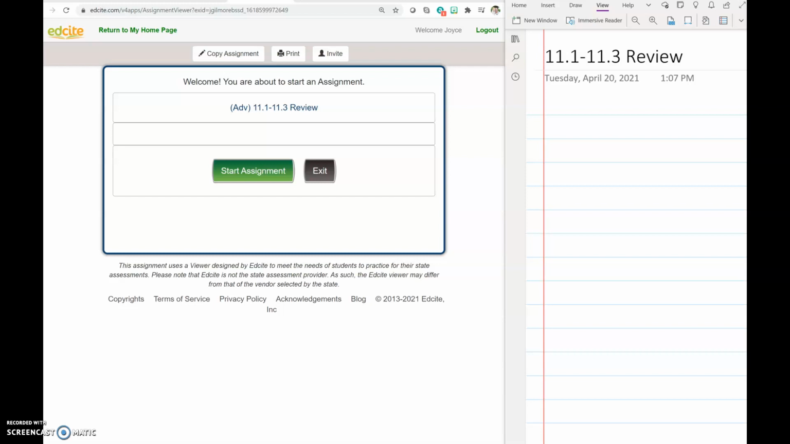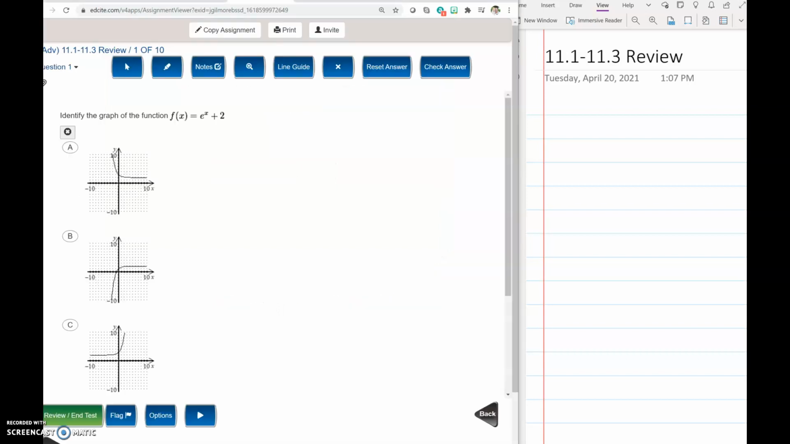In this video, we're going through the 11.1 to 11.3 review. The first one asks us to identify the graph of the function. This is an exponential growth function that has an asymptote at +2. That +2 is moving the graph up 2.